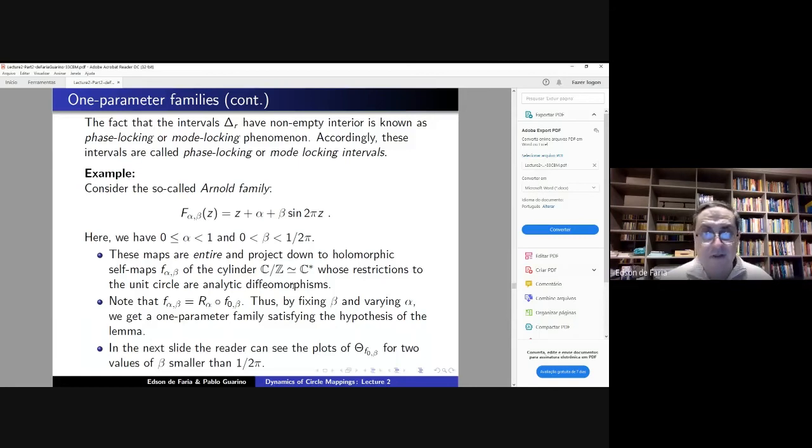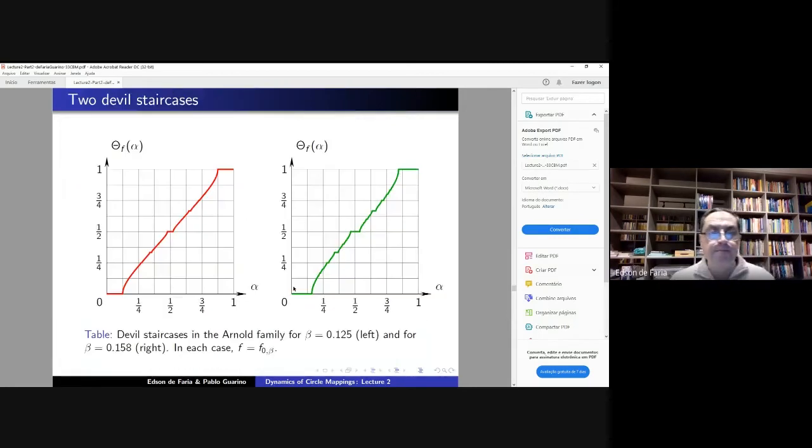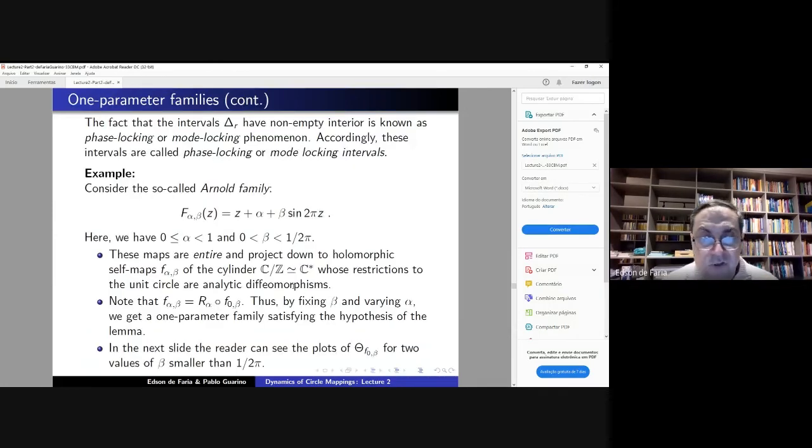So in fact, you can see this in the following picture. Here I have plotted the Devil's staircases corresponding to two different values of beta in this Arnold family, okay? On the left, you see beta equal to 0.125. And on the right, you see beta equal to 0.158, which is very close already to being 1 over 2 pi.